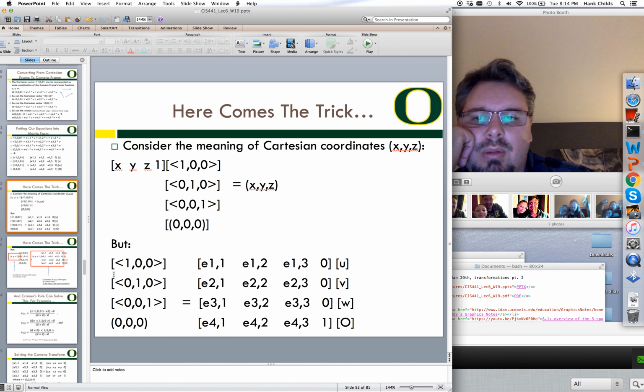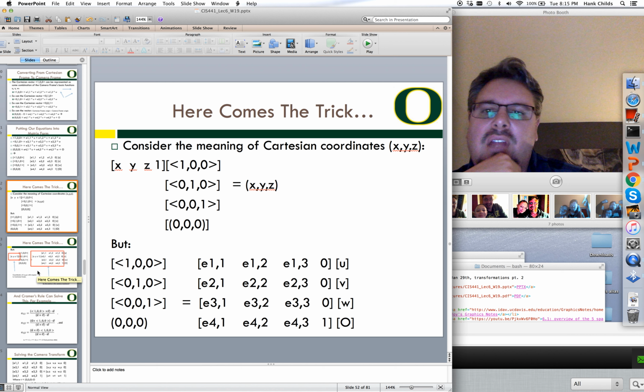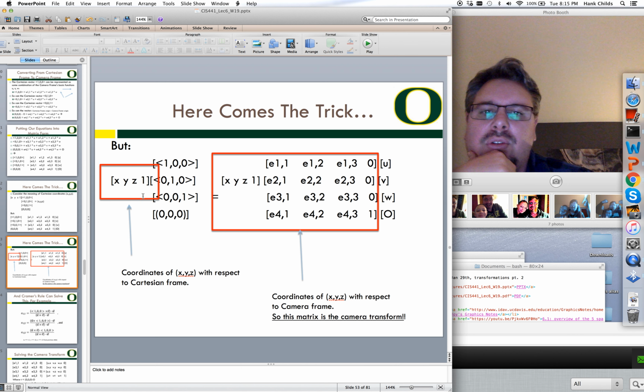But also, we know that this part right here, the Cartesian frame, can be written as this matrix times the camera frame. So here's our Cartesian frame, here's our camera frame. And so the Cartesian frame equals this matrix times the camera frame. And so we can instead do a substitution and say that xyz times the Cartesian frame is equal to this matrix times the camera frame.